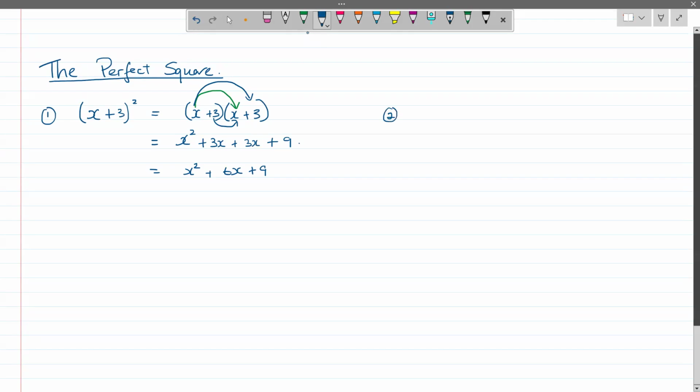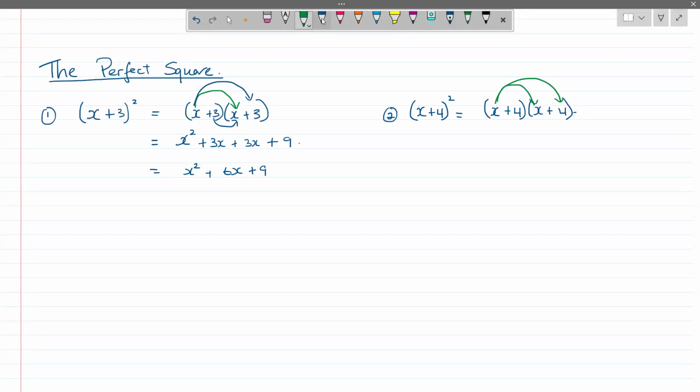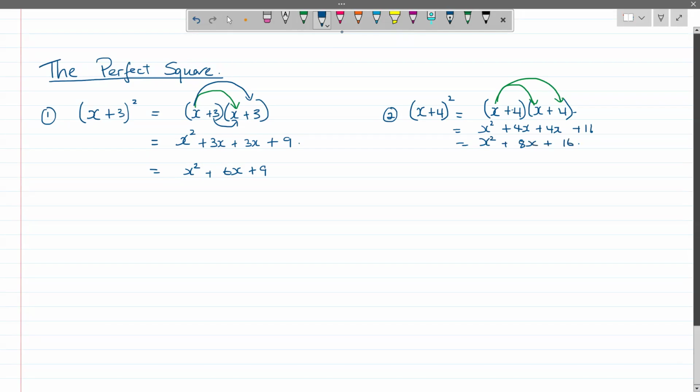We're going to do another one on this side here. If we have (x + 4) squared, that's going to be (x + 4) by (x + 4). Now let's look at what happens when we multiply. So x by x is going to give me x squared. We saw that before. x by 4 is going to give me 4x. 4 by x is going to give me 4x. And then 4 by 4 is going to give me 16. So now I'm going to get x squared plus 8x plus 16.